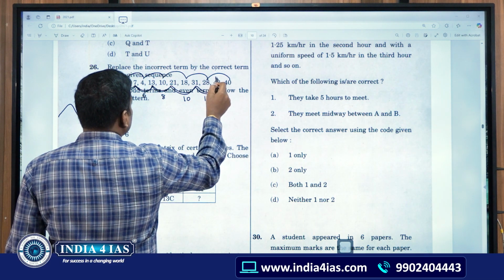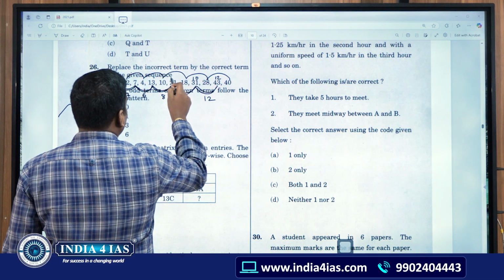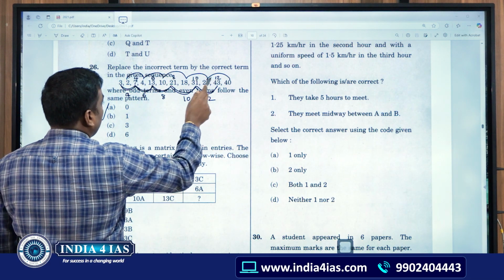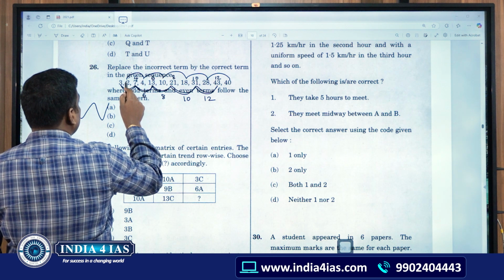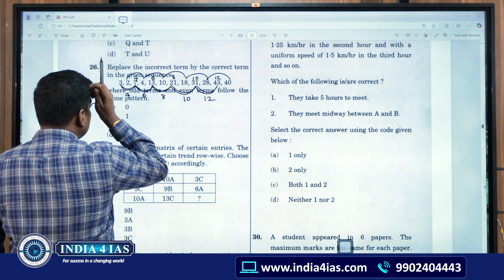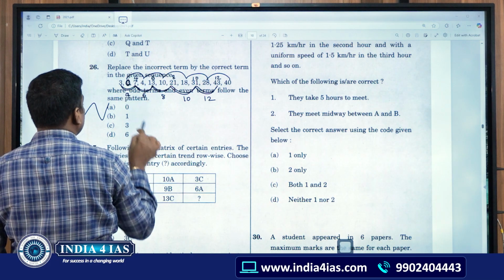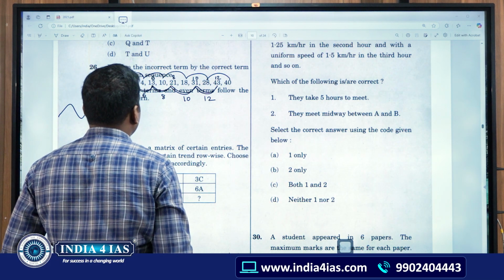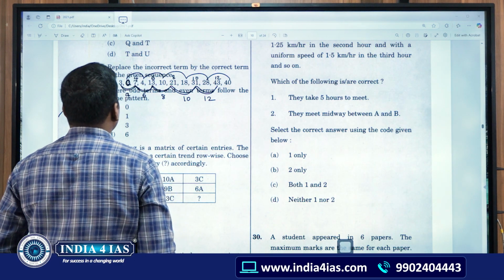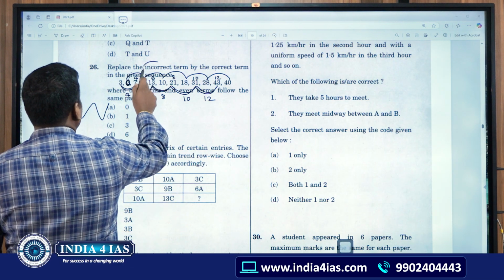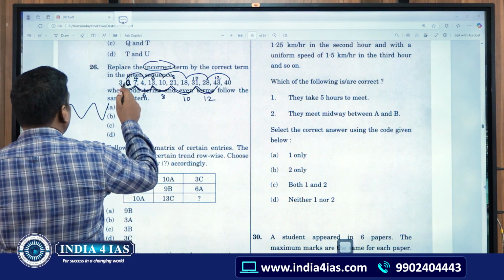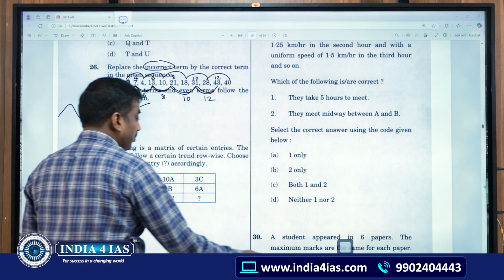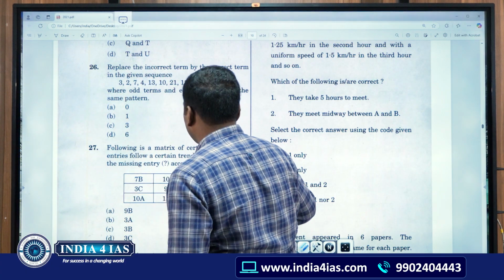If you look at the differences between these, it is 12, then 10, then 8, and here 6. So this has to be 4. 12, 10, 8, 6, 4. So this number should have been 0 in that case. So odd terms and even terms follow the same pattern. Now they are asking us to replace the incorrect term by the correct term. So the incorrect term is 2, and the correct term is 0. So this is a simple problem.